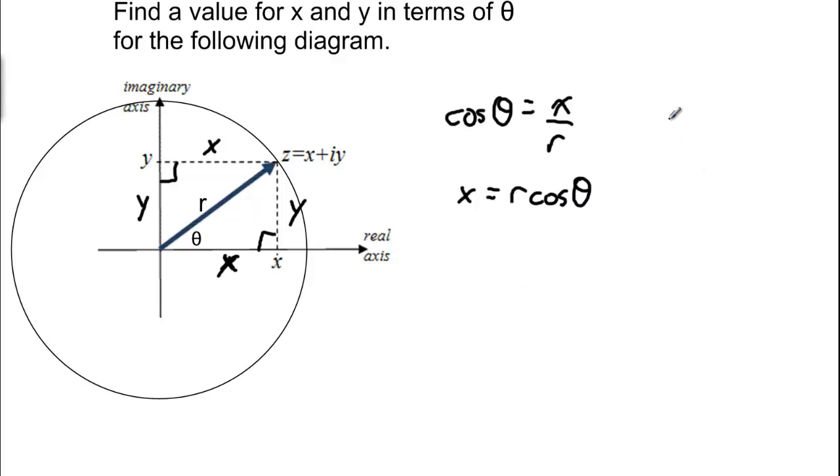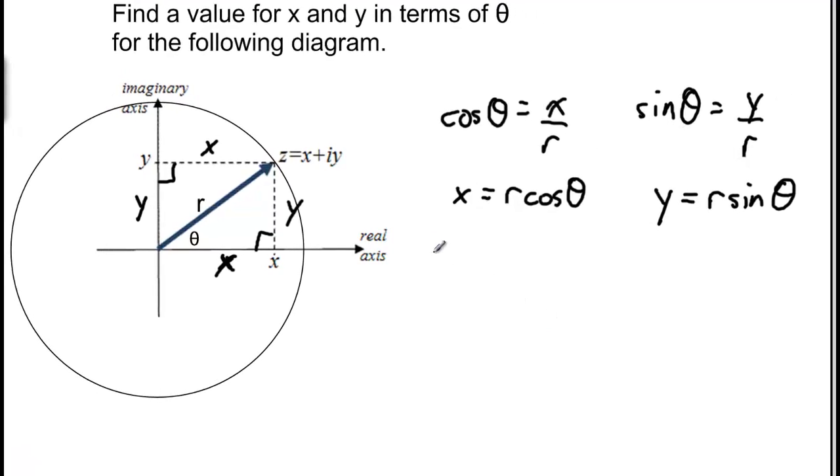Good. Let's try y. Y would be the opposite over the hypotenuse, so that is sine. So that is y over r. So in other words, y is equal to r sine theta.